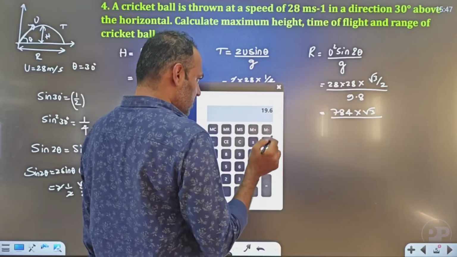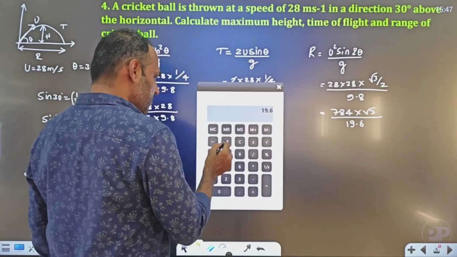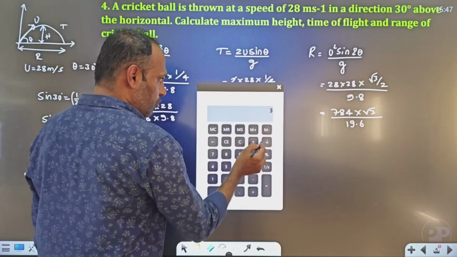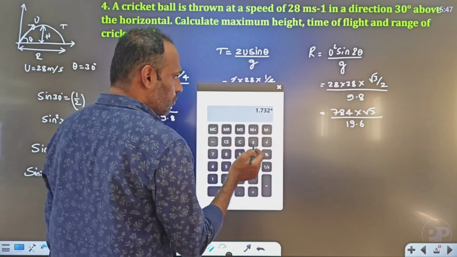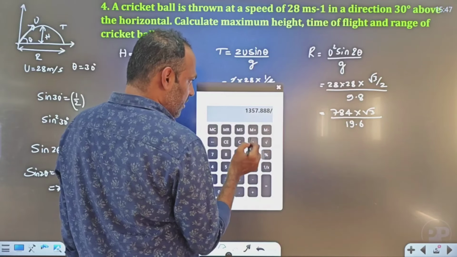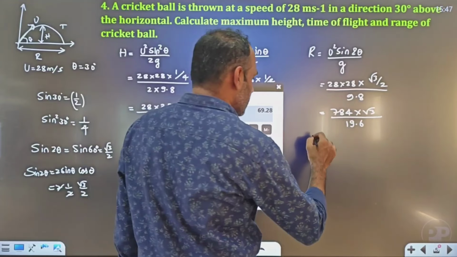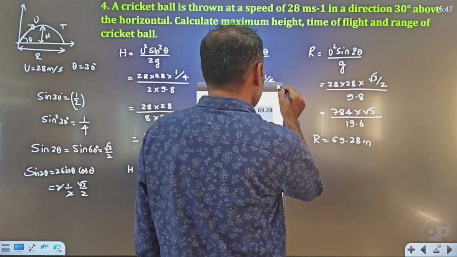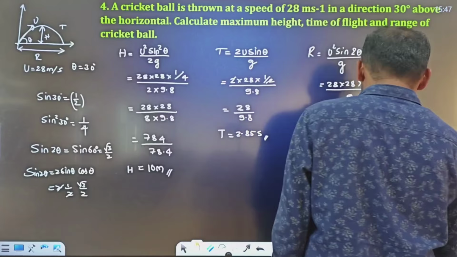9.8 into 2 is 19.6. Okay, now what is the value of √3? √3 value is 1.732, correct? Multiply 1.732 with 784 and divide by 19.6, we get 69.28. So range is 69.28 meter. This much is the range of the projectile. Clear? Okay, now let us move on to the next question.